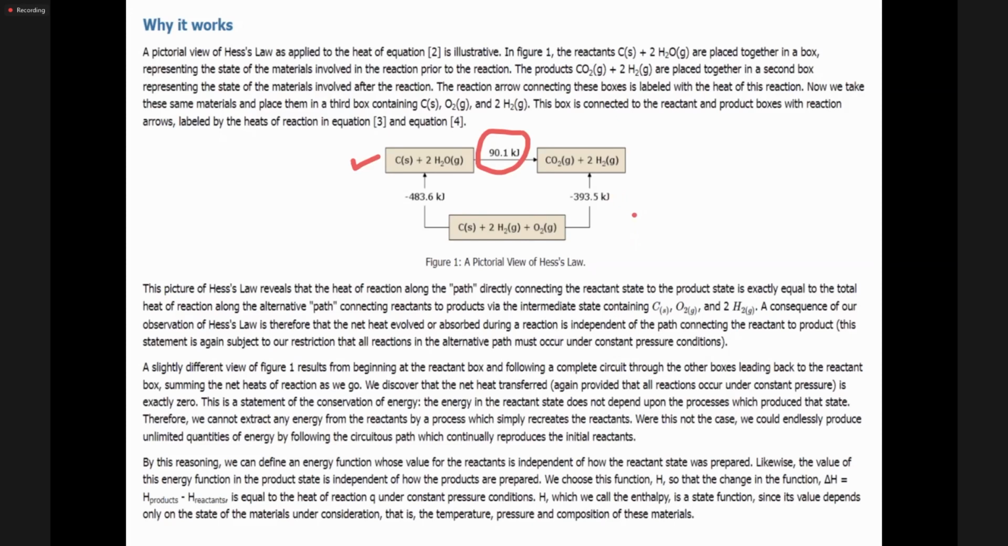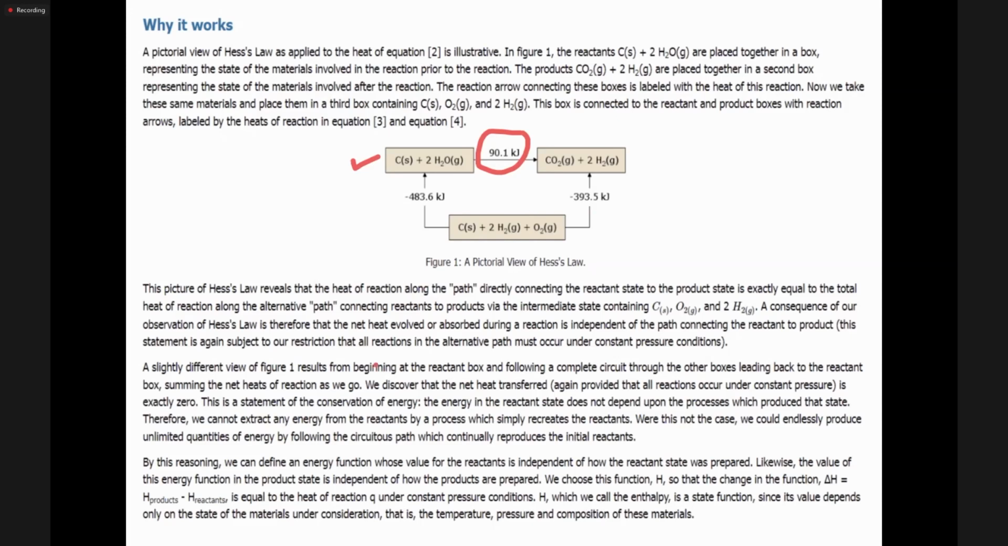The picture of this Hess's law suggests that the heat of the reaction along the path directly connecting the reactant state to the product state is exactly equal to the total heat of the reaction along the alternative path. So there is a consequence of our observation of Hess's law. It says that the net heat evolved or absorbed during the reaction is independent of the path that connects the reactant and the product.